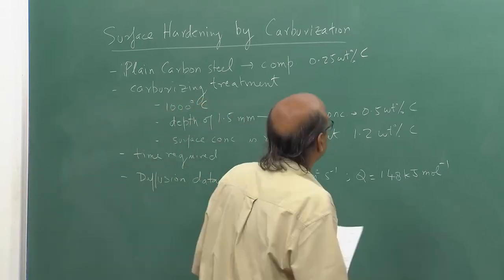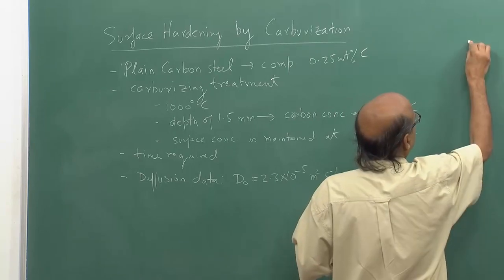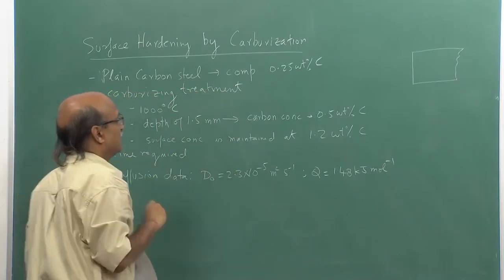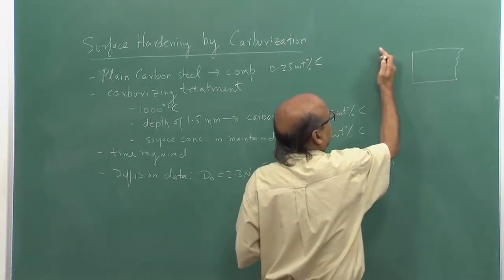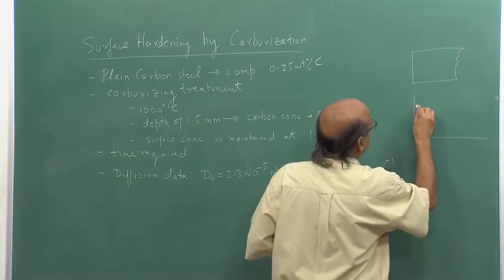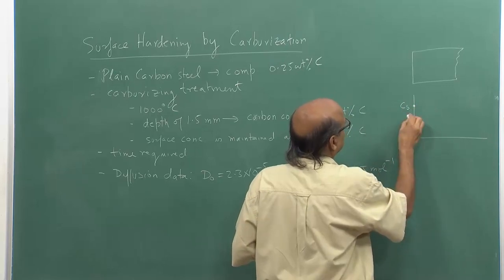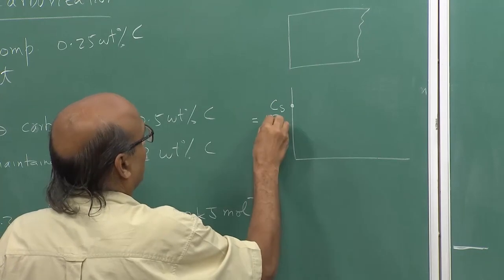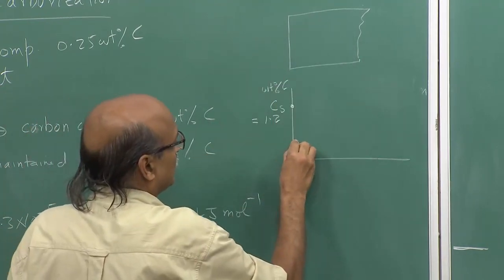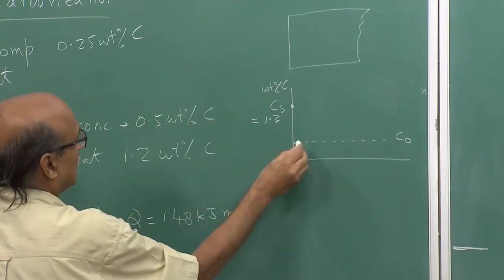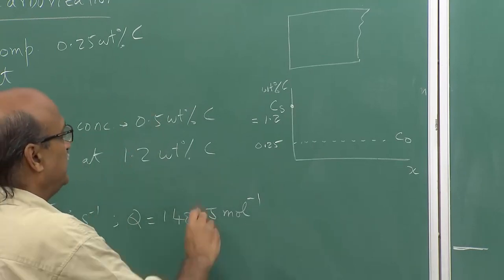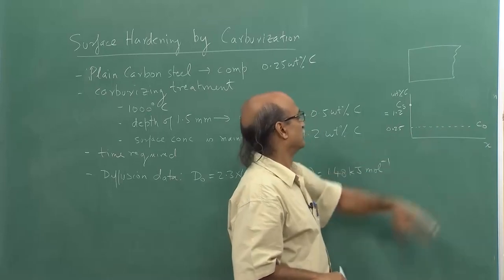So let me illustrate this problem by drawing a diagram. I have a component made out of this steel of 0.25 weight percent carbon. The surface of this is exposed to an atmosphere of high carbon concentration, such that the surface concentration Cs is kept at 1.2 weight percent carbon. The initial concentration of carbon, we call it C0, is 0.25 weight percent carbon. So, at time t equal to 0, everywhere it is 0.25 weight percent carbon.